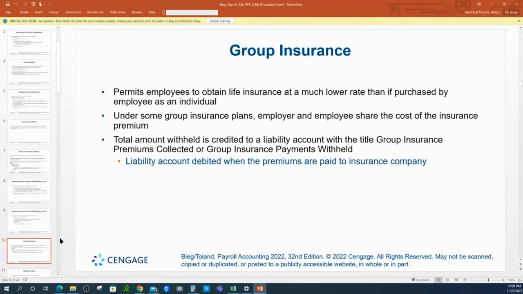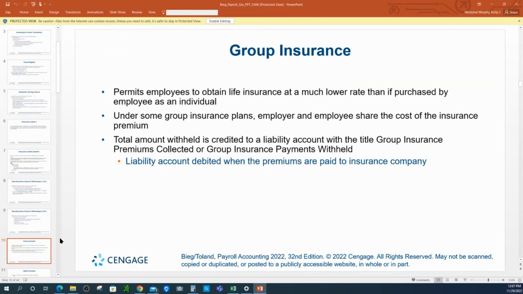So group insurance, I think what they're mostly talking about here is life insurance, because they specifically talk about health insurance separately. Employees can obtain life insurance at a lower rate if it's purchased through the employer rather than as an individual. So rather than purchasing it out on the open market, you would have the ability to purchase it at a lower rate. There are some cases where the employer might pay a portion of that, and the employee might pay another portion of that.